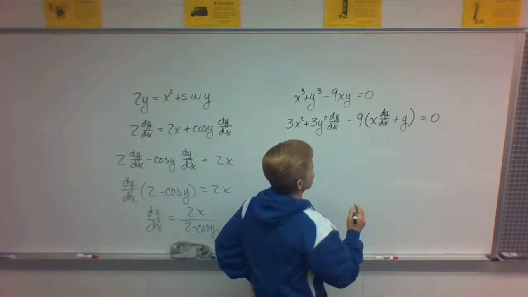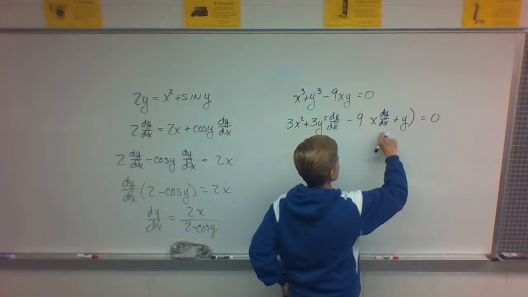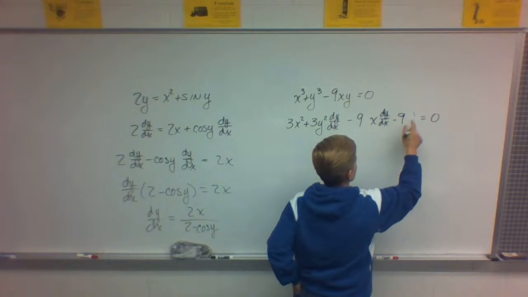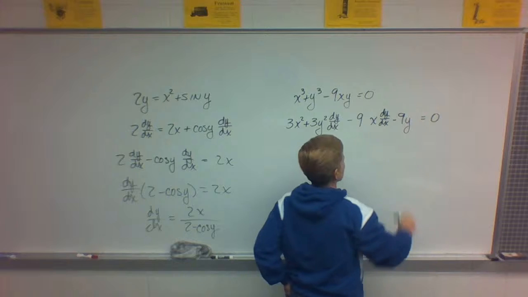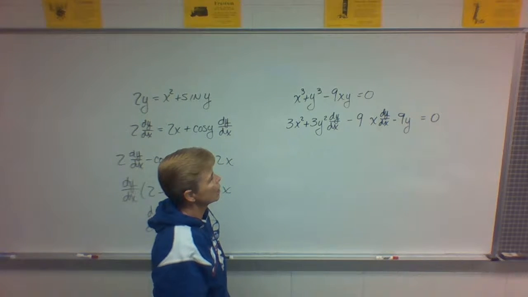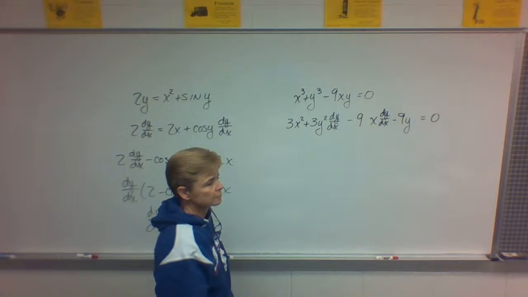So if I save myself a line by distributing this -9, I get this and this. Wait, is it minus? What? Why did the 9 say 9? Because it's the derivative of 0. So why did it just get rid of it?